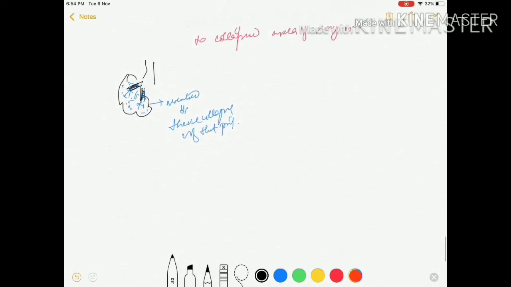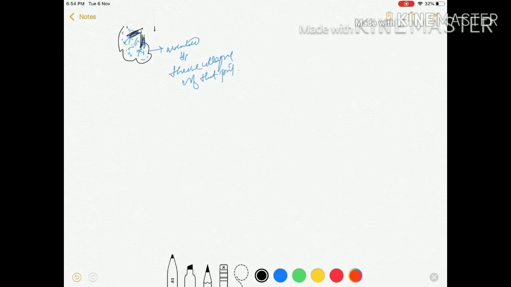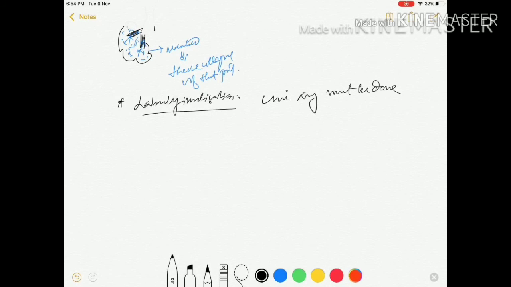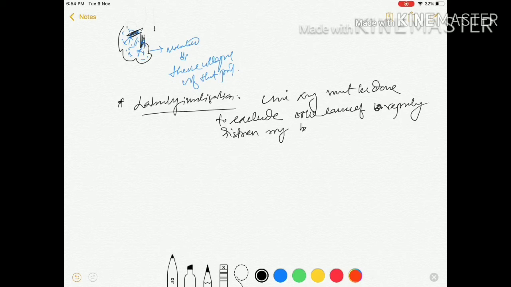Now these are the clinical features you can get, and laboratory investigations should be done. Chest x-ray must be done to exclude other causes of respiratory distress, maybe pneumonia or something else.